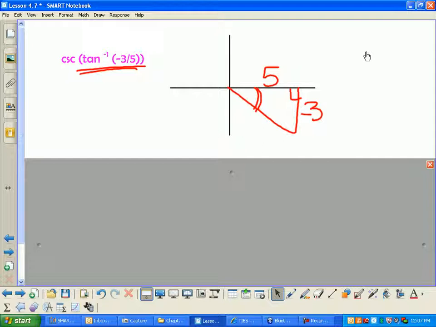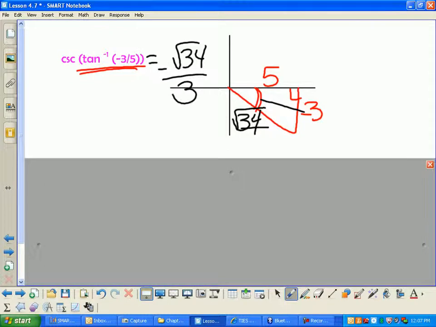Cosecant is the reciprocal of sine. And even though I don't know the angle measure, I can find its sine. Sine is opposite over hypotenuse. So if I just find my hypotenuse, it will be square root of 34. Therefore, sine will be -3 over square root of 34. Therefore, my cosecant will be that flipped upside down, which is negative square root of 34 over 3.